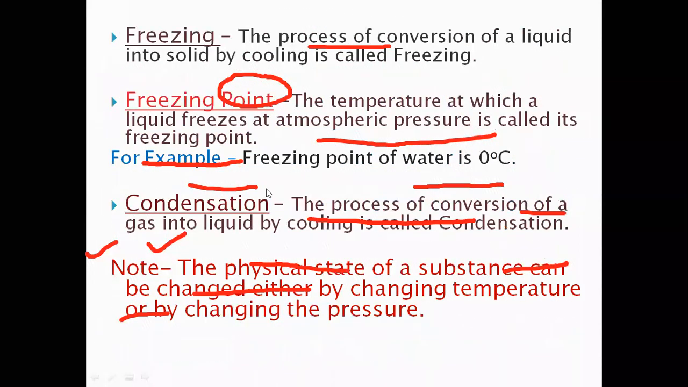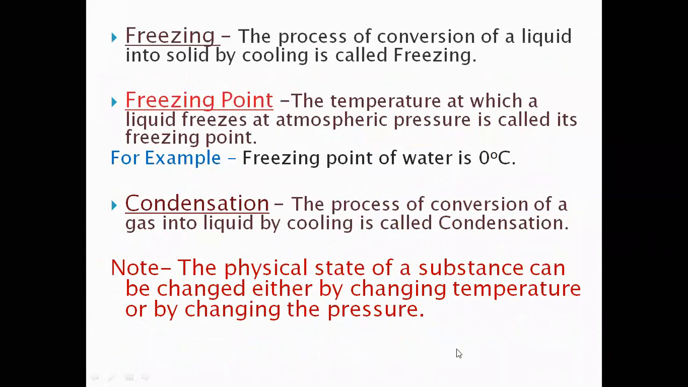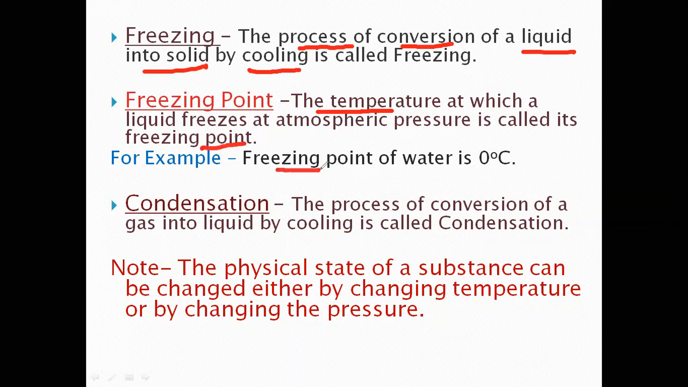Next is freezing. The next topic which we have to discuss is freezing, the process of conversion of a liquid into solid. But the temperature condition is slightly changed because now we are cooling. Earlier in the two processes we heated, but here cooling is taking place. The process of conversion of a liquid into solid by cooling is called freezing, and it takes place by lowering the temperature. The temperature at which freezing takes place will be called the freezing point. For example, the freezing point of water is 0 degrees Celsius.